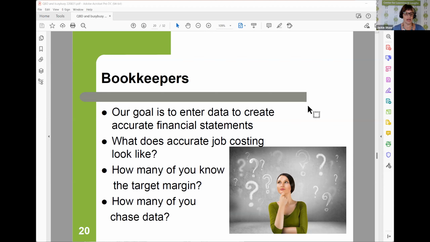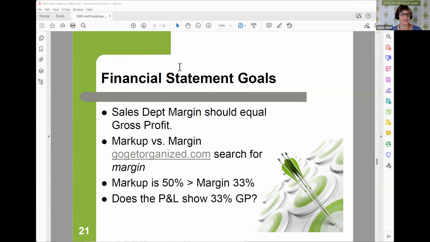So what does accurate job costing look like? Bookkeepers, do you even know the target margin that the sales department's using? A lot of people don't, and you should, because I'll show you how it interacts. So let's take a look at our information here. So we're going to say that the markup for this company is 50%, margin should be 33. If you don't know markup and margin, go to my website and search for margin, and you'll see a blog I wrote. So the question is, does the P&L show a 33% gross profit?